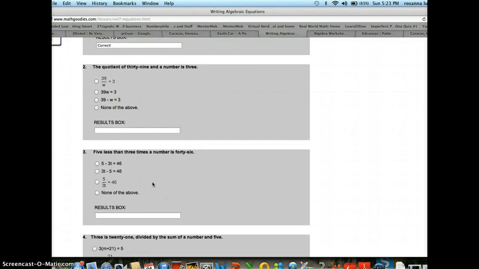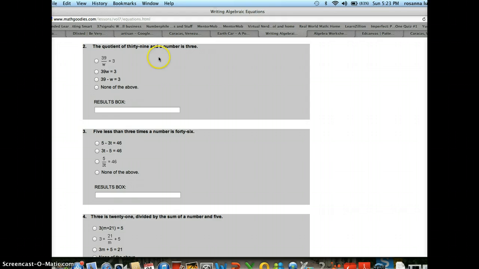Next sentence. The quotient of 39 and a number is 3. We know from the words that I have given you that quotient represents or means division. We have a constant, which is 39, and a number can be represented by a variable. Is talking about a result, and the result should be 3, or the same as 3.